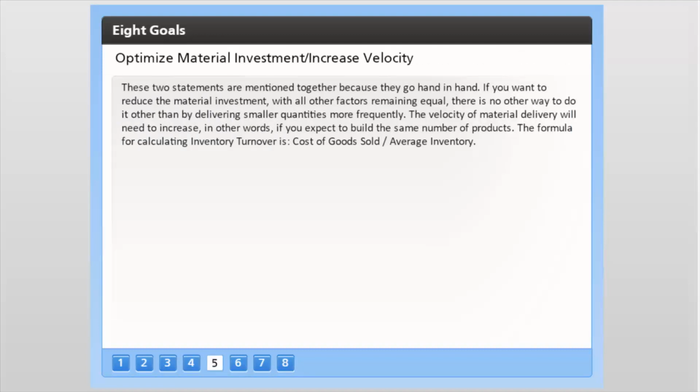Optimize material investment or increase velocity. These two statements are mentioned together because they go hand in hand. If you want to reduce the material investment with all other factors remaining equal, there's no other way to do it than by delivering smaller quantities more frequently. The velocity of material delivery will need to increase, in other words, if you expect to build the same number of products. The formula for calculating inventory turnover is cost of goods sold divided by average inventory.